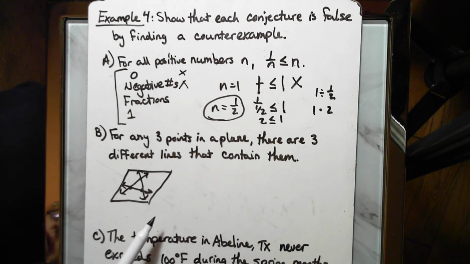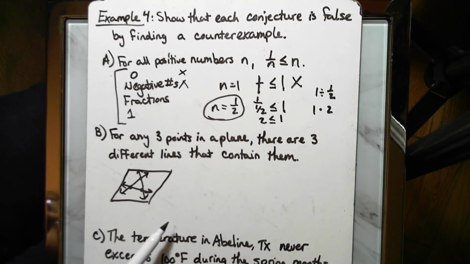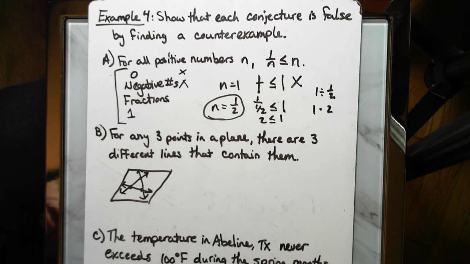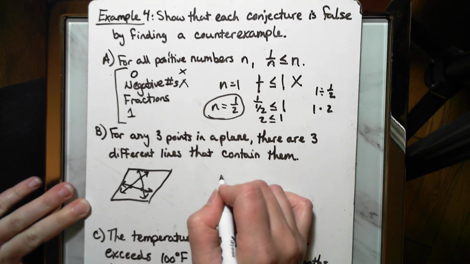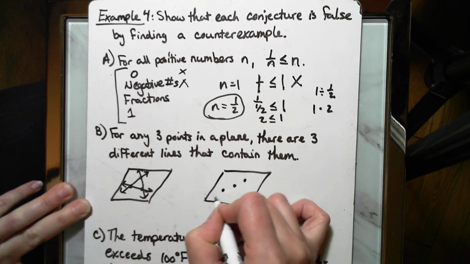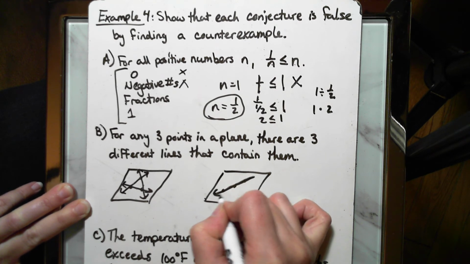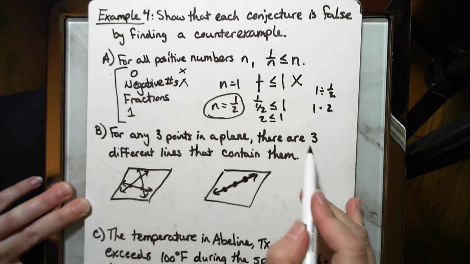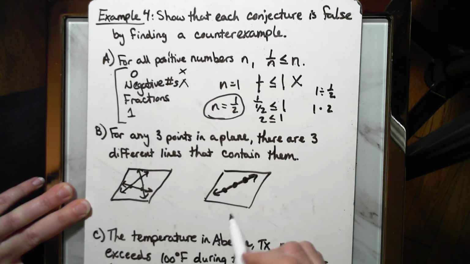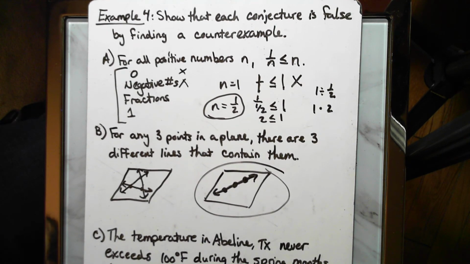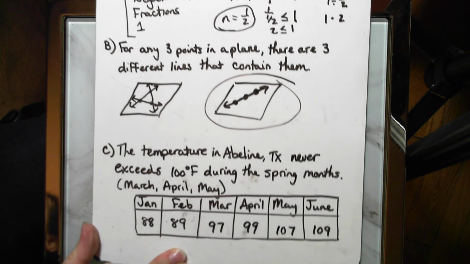Okay, so there are 3 different lines that have to connect these. If I try and connect them any other way, I'm still going to get this crazy looking triangle here. Okay, it's always going to be shaped like a triangle. So I need to figure out how to move these points so that they don't make a triangle shape. So one way I could do that is by making them collinear, meaning they're on the same line. So that way there's only one line that contains all 3 points. So there aren't 3 different lines. This is my counterexample.